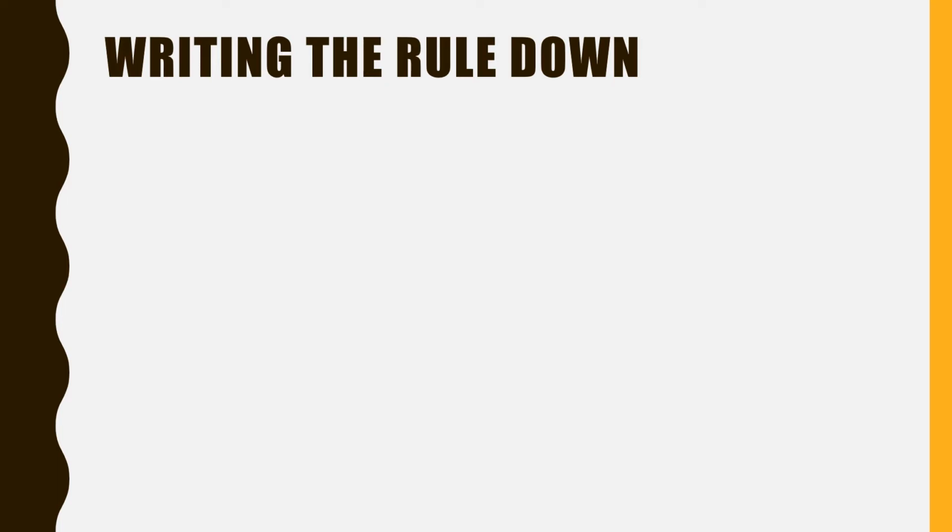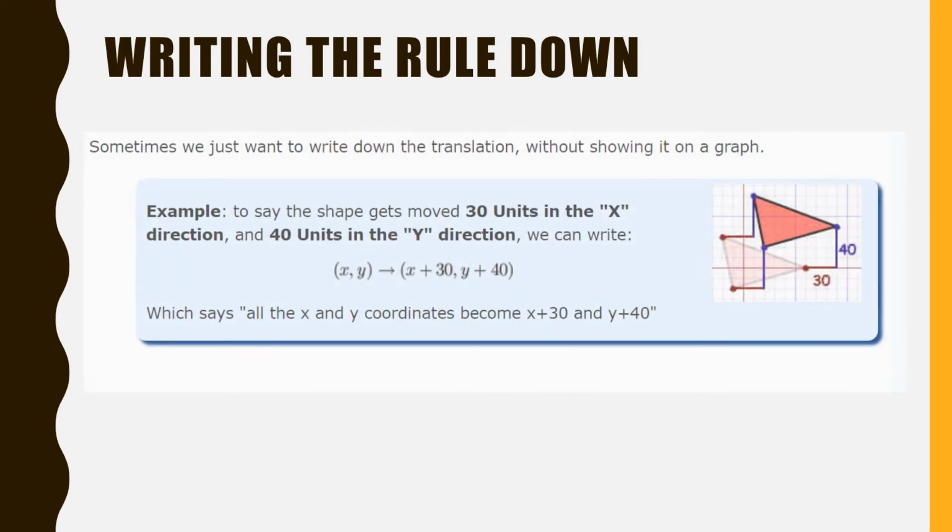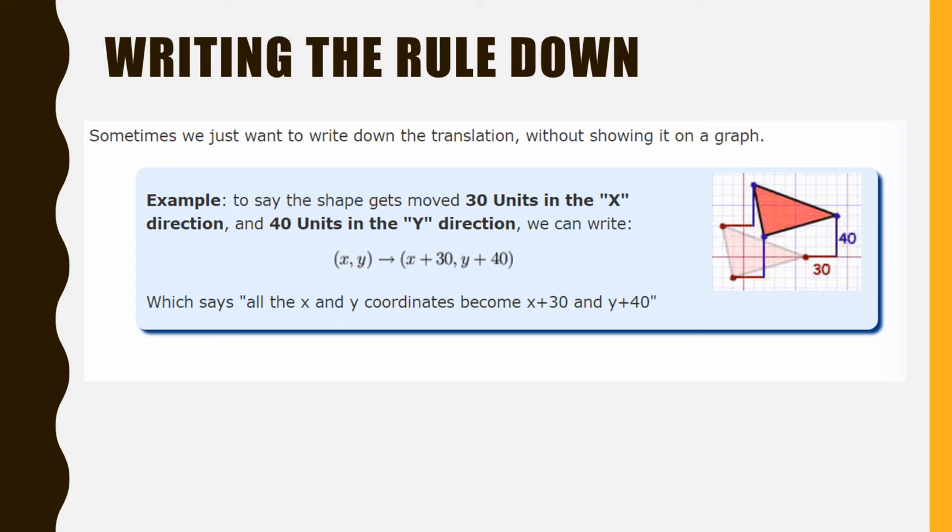Sometimes we write down the rule using certain notations. And in this case, when you're looking at moving this particular triangle 30 units in the X direction and 40 units in the Y direction, we can rewrite that by taking the X coordinate and adding 30, so that's X plus 30, and the Y coordinate and adding 40, which is Y plus 40. Which says all the X and the Y coordinates become X plus 30 and Y plus 40.